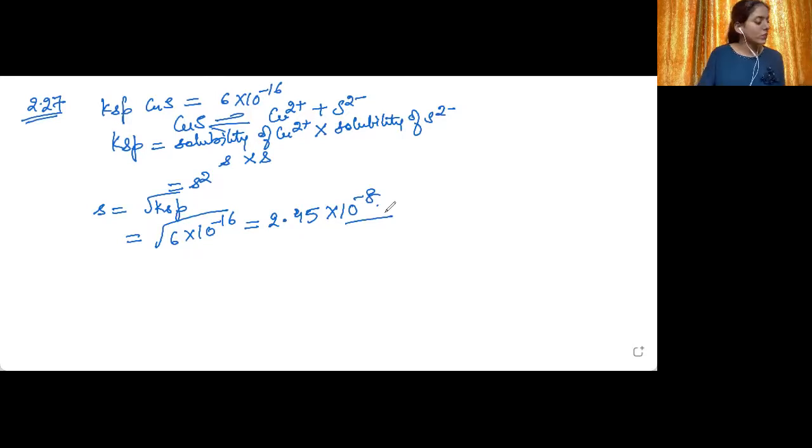Now let us move into the next question, question number 28. I'm just clearing my screen off. Question number 28 is 2.28. Calculate the mass percentage of aspirin in acetonitrile when 6.5 gram of aspirin is dissolved in 450 gram of acetonitrile.